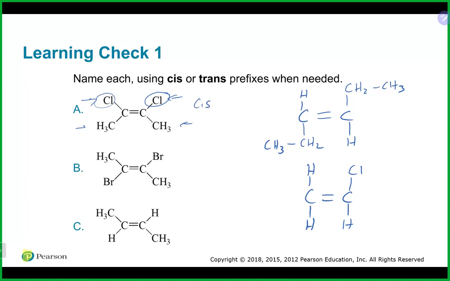Longest carbon chain on this one is? It is 4. 1, 2, 3, and 4. Sometimes when people are asked to name this, they just look at the double bond and always go with 2. Yes, so longest carbon chain, all 4 of those. That is our friend butene. And the double bond here would be at carbon number 2, no matter which way you go. So that is 2-butene.